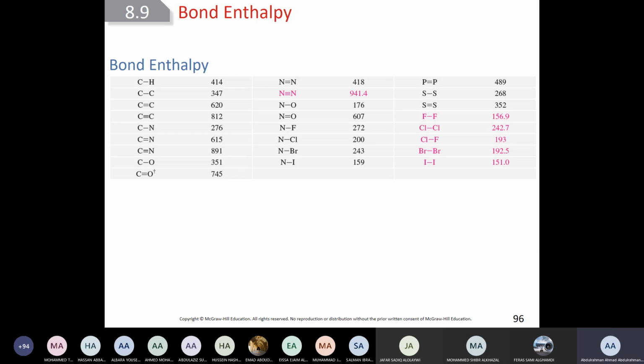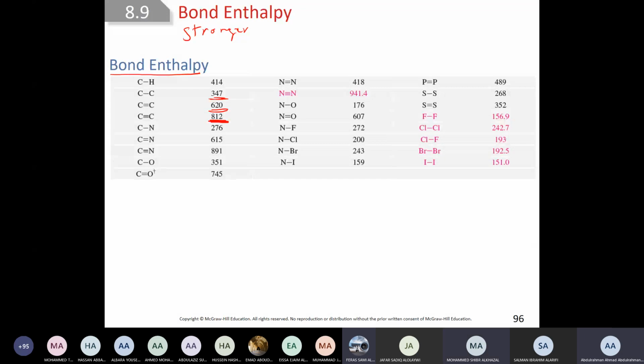And this is for single bond and double bond. Look at this one. For example, which one is stronger, single bond or double bond? Double bond. And which one is stronger, double or triple? Triple is stronger. So look at this one. What's the value for the triple bond C-C? 812. And double bond? 600. This is the bond enthalpy. And single bond?